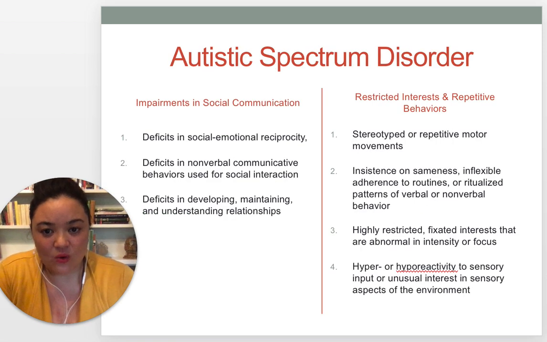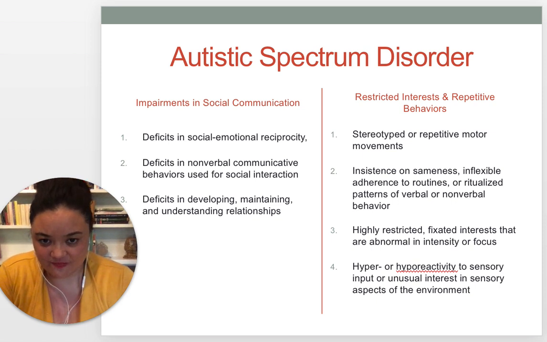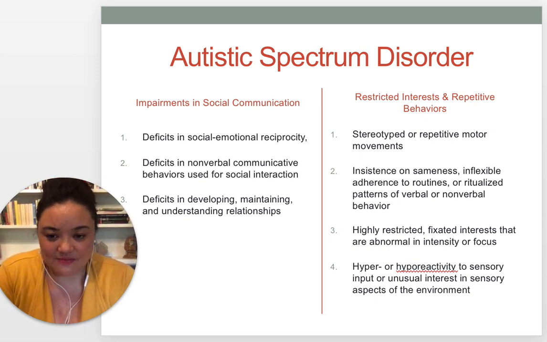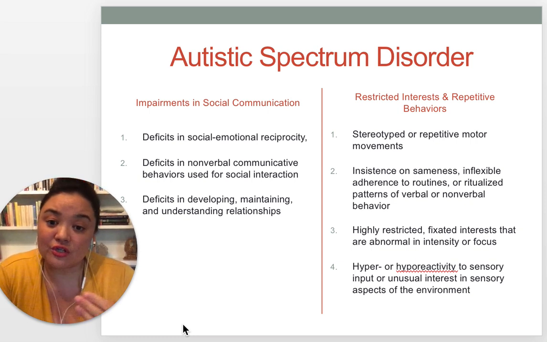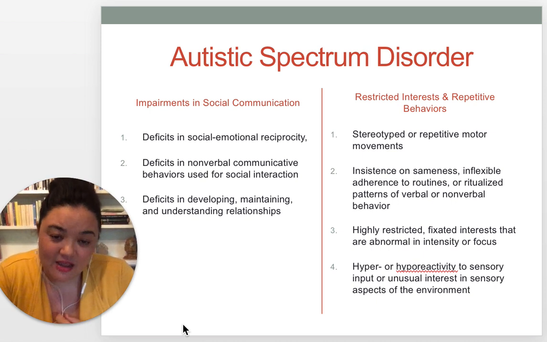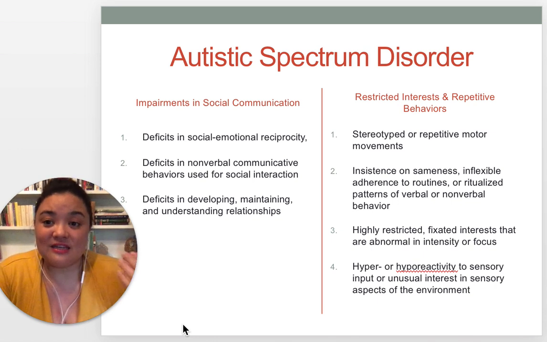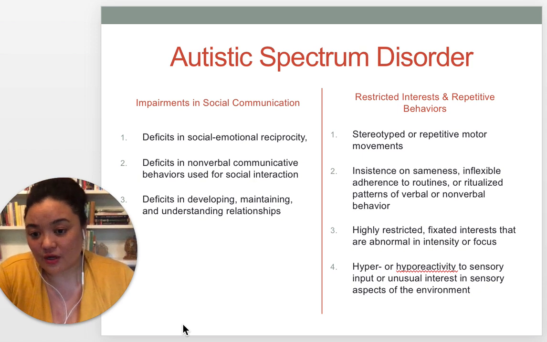So let's talk about what these impairments might look like. In order to get a diagnosis of autism, you have to show deficits in all three areas of social communication. So the first being deficits in social emotional reciprocity. So this may look like abnormal, what they call social approach. It's actually a misconception that individuals with autism do not like to interact with other people. The difficulty is more around interacting in socially appropriate ways.